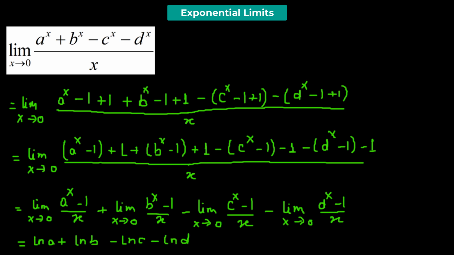So natural log of a plus natural log of b is going to be equal to natural log of a times b, minus natural log of, so if we take negative as the common factor, we have natural log of c plus natural log of d, which will be natural log of c times d. And the final value will be natural log of ab over cd.